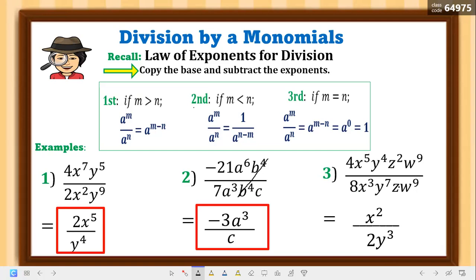Then Z tayo. Since ito ay 1, meron dito exponent na 1, remember? O, subtract natin. 2 minus 1. 1. Or simply, Z na lang yan. Wala na yung 1. Understood kasi may 1 yan. O, dito tayo sa W. What is 9 minus 9? 0. Yes, 0. Or simply, cancel out na po yung ating variable na yan. Okay, kaya yan na po yung ating final answer. Using the law of exponents to divide these monomials.